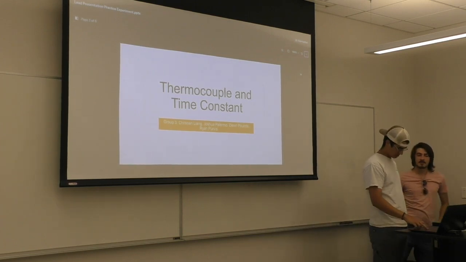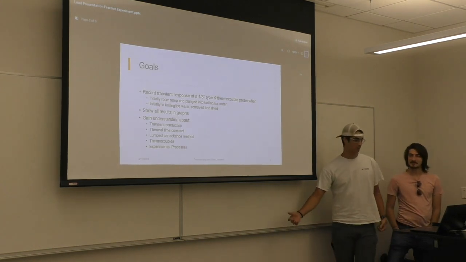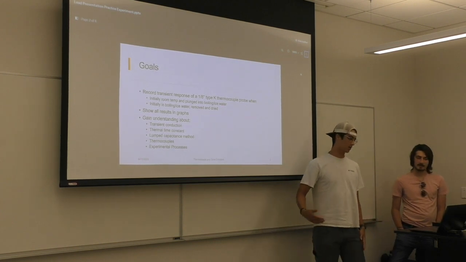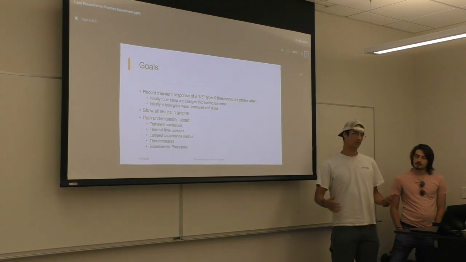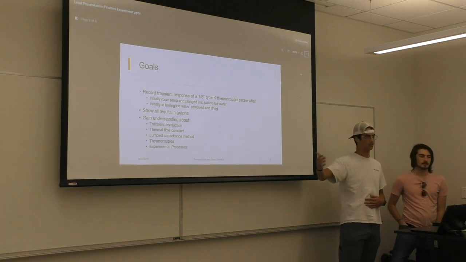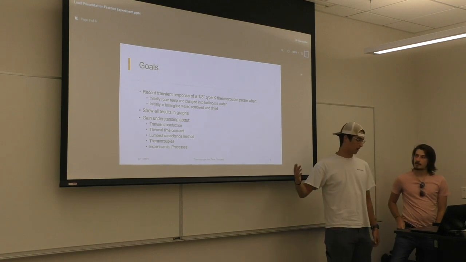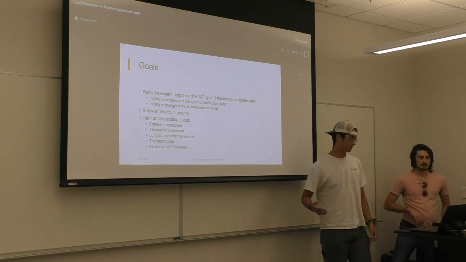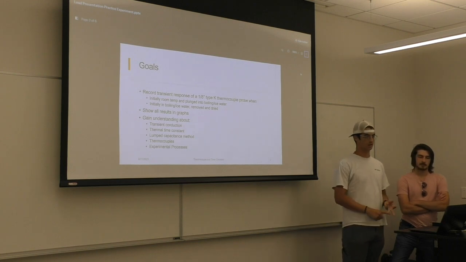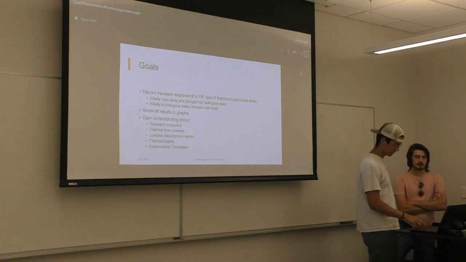The goals of the experiment are to record the transient response of a thermocouple by looking at changes in temperature going from room temperature to cold or room temperature to hot and vice versa. You're going to want to put all of the results in graphs, and it should help us understand everything about transient conduction, time constants, thermocouples, and other basic heat transfer properties like that.